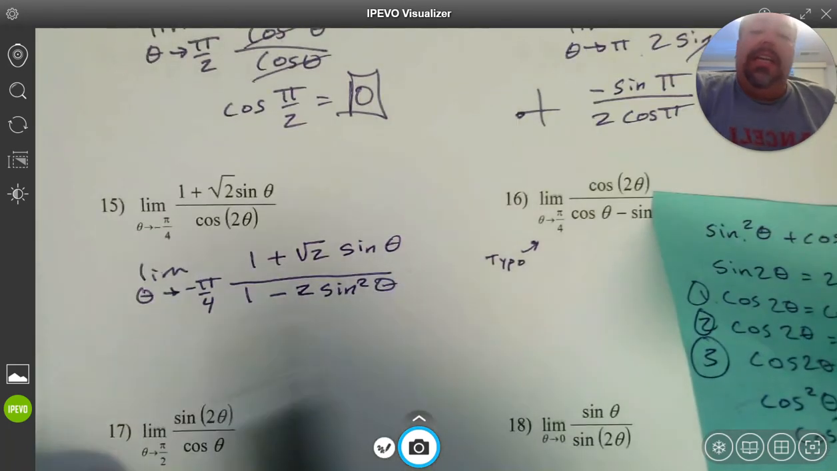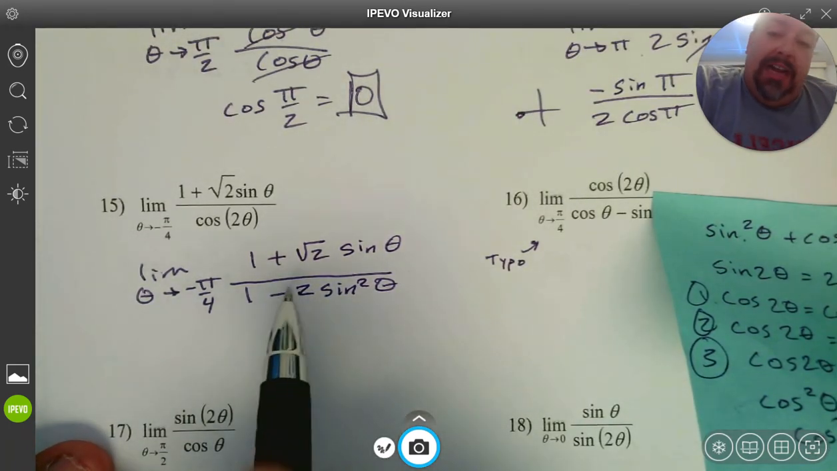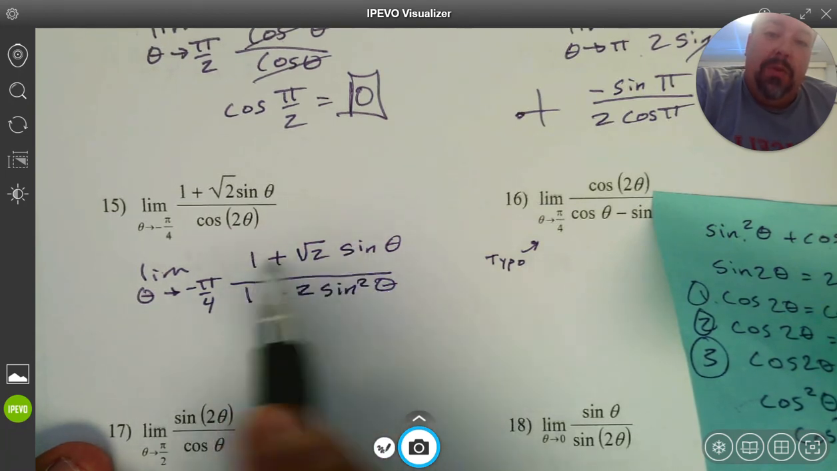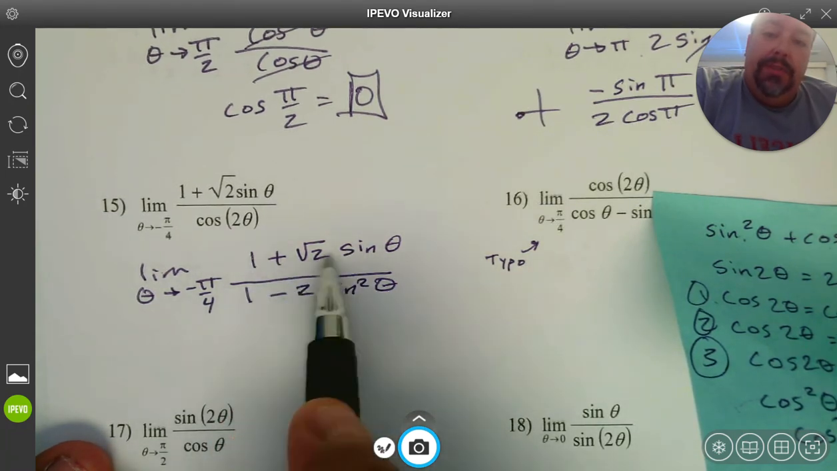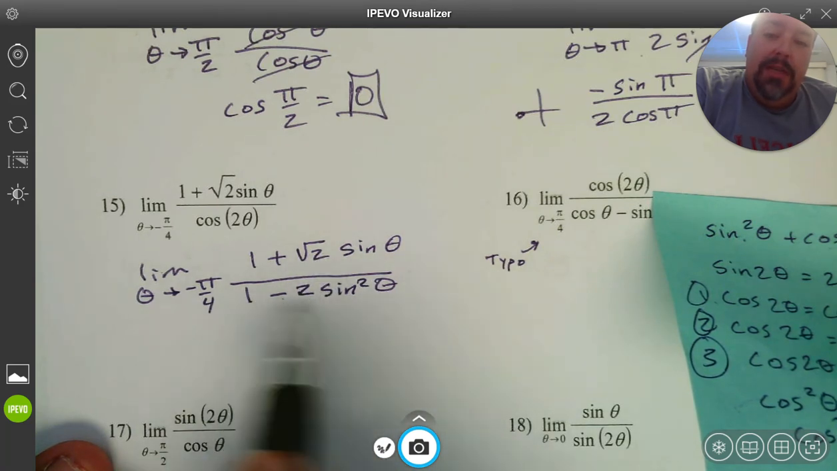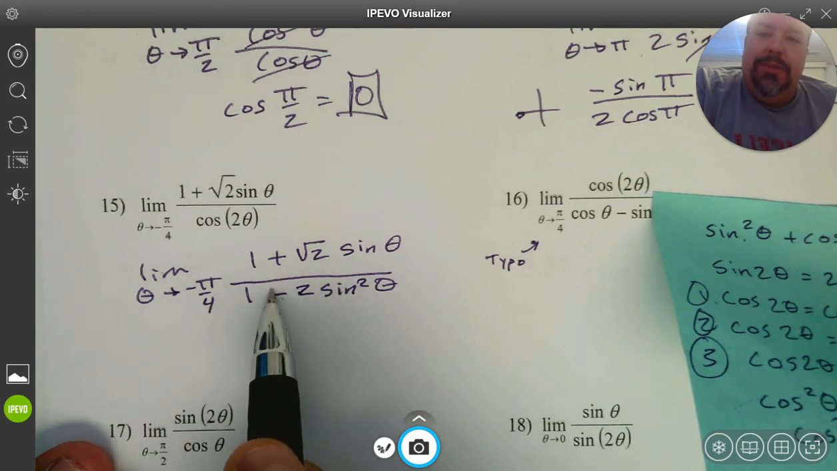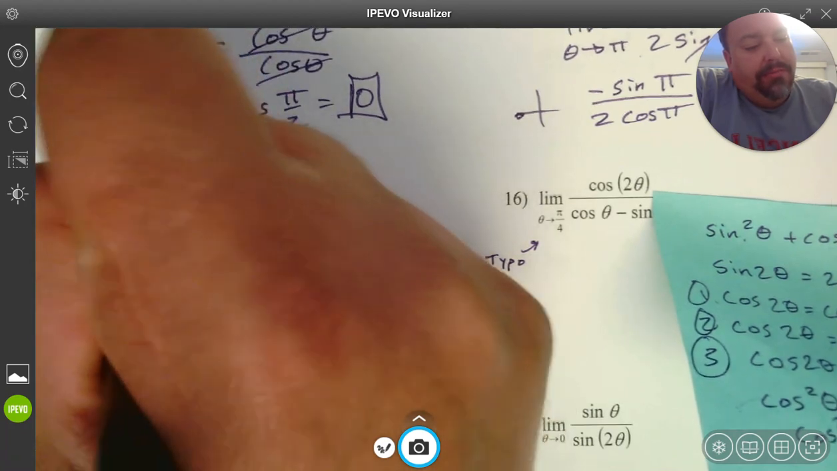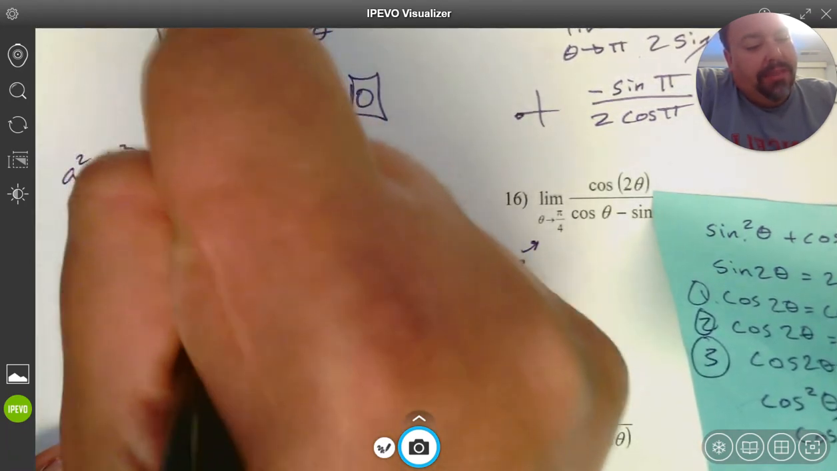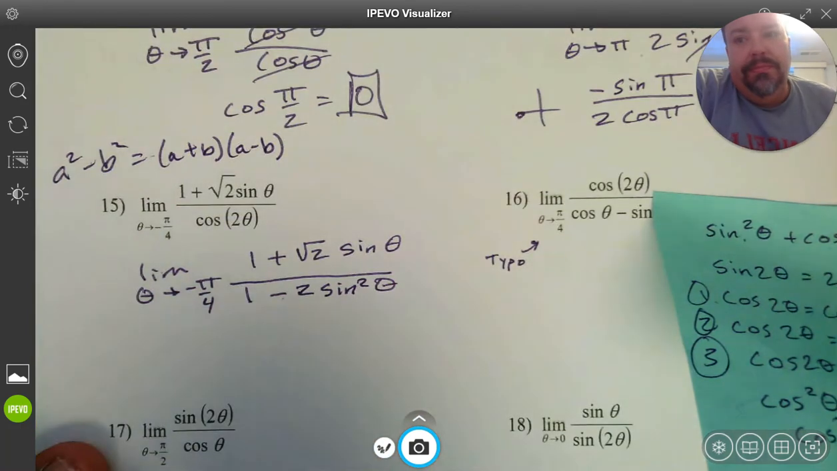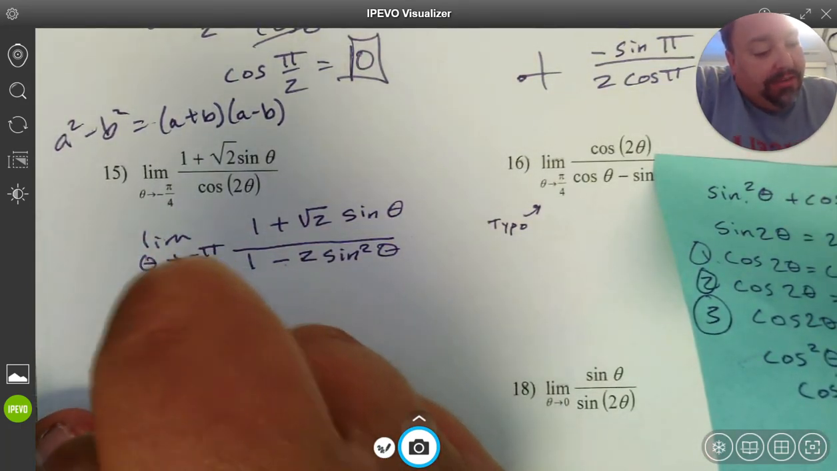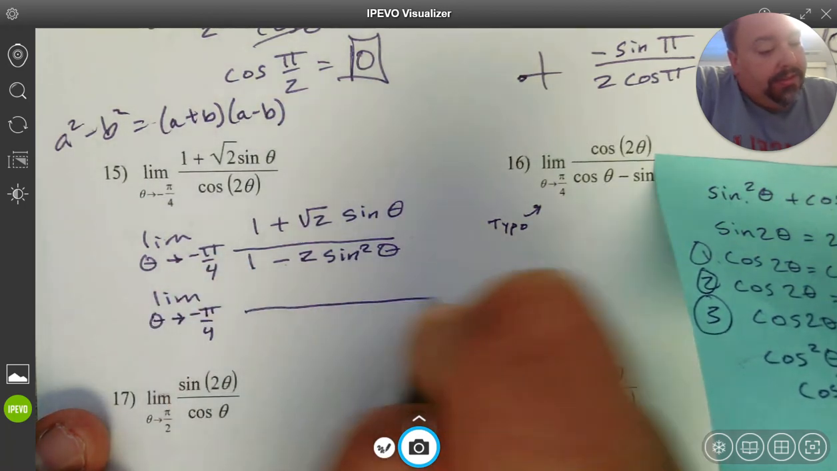Now, we can't cancel anything out yet because you can only cancel out common factors. And if there's a plus or minus sign here, that actually ties these all together as one factor. So nothing really to do on top. But on the bottom, you have a sine squared, you have a 1. This should remind you of a difference of squares. The difference of squares is a squared minus b squared, which just factors into a plus b, a minus b. If we keep that in mind, we should be able to factor the bottom into something useful.